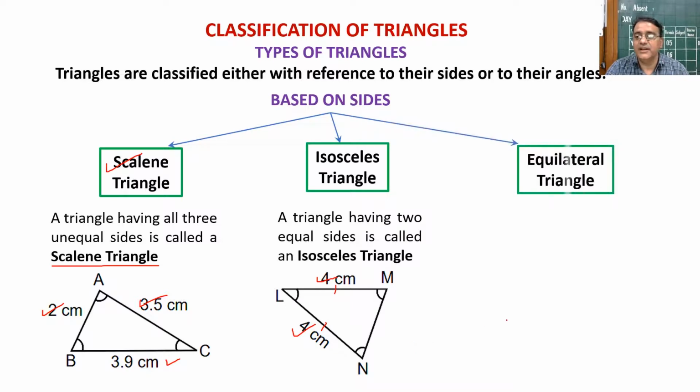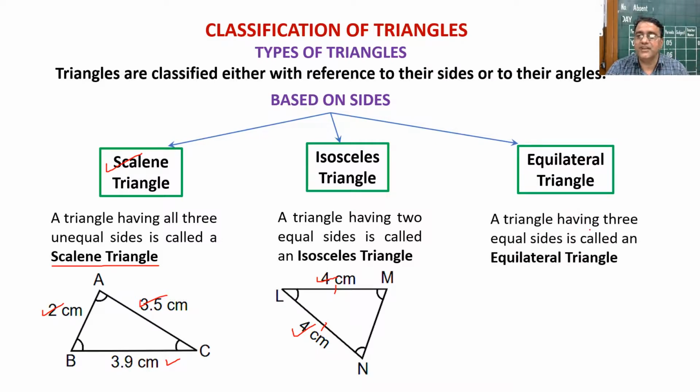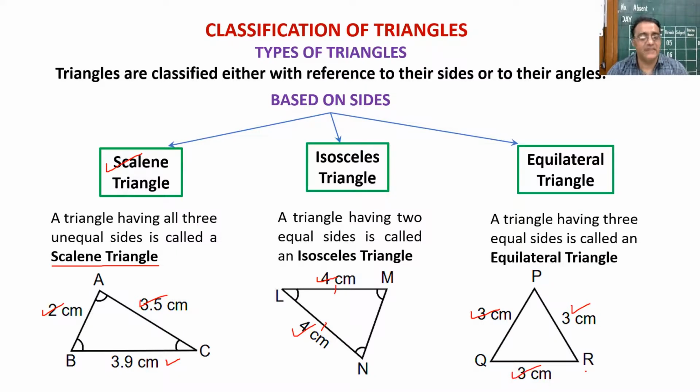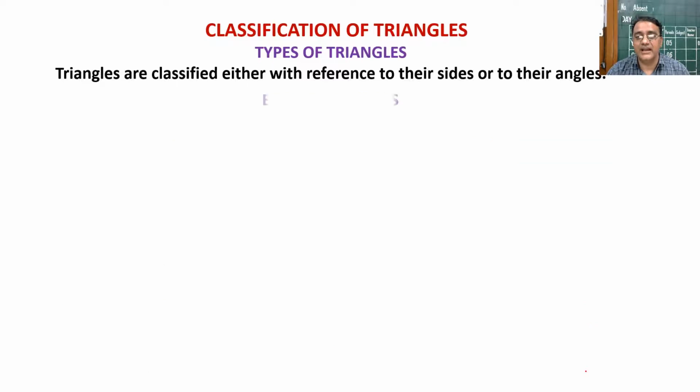And the third one is equilateral triangle, in which all the 3 sides are equal. A triangle having 3 equal sides is called an equilateral triangle. See this example. All 3 sides are equal to 3 centimeter. So this is an example of equilateral triangle. So these 3 types are based on sides. Now we are going to classify the types of triangles based on angles.